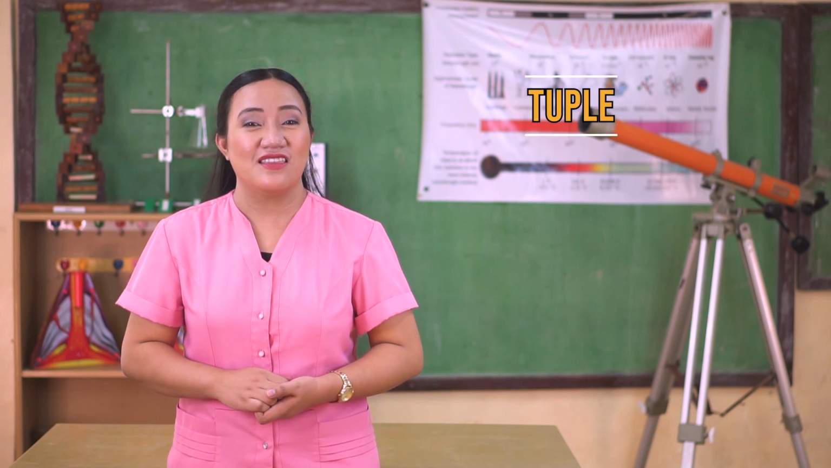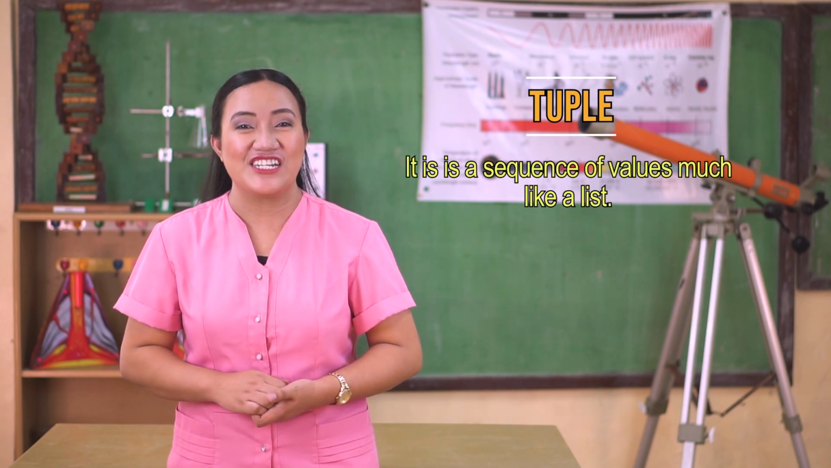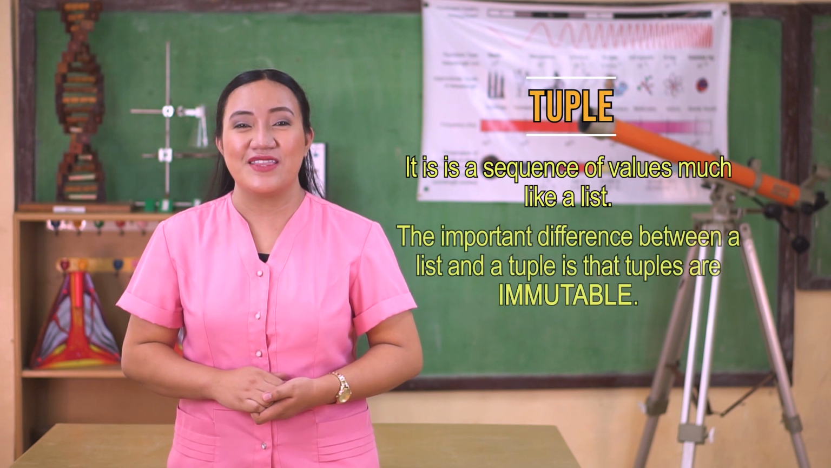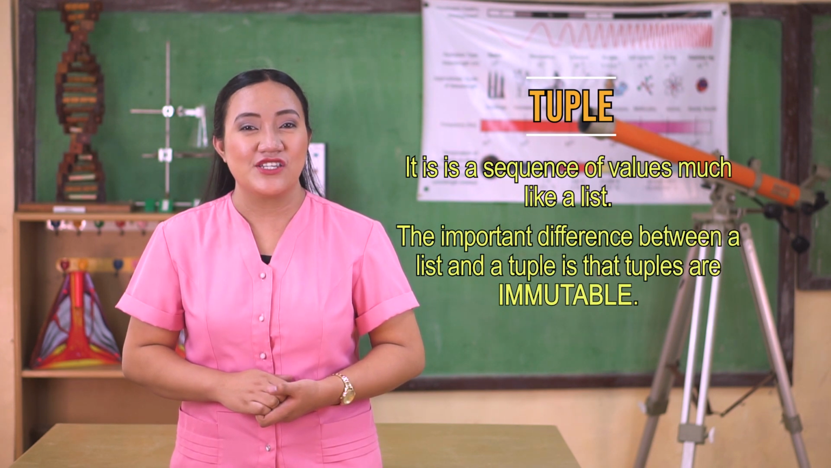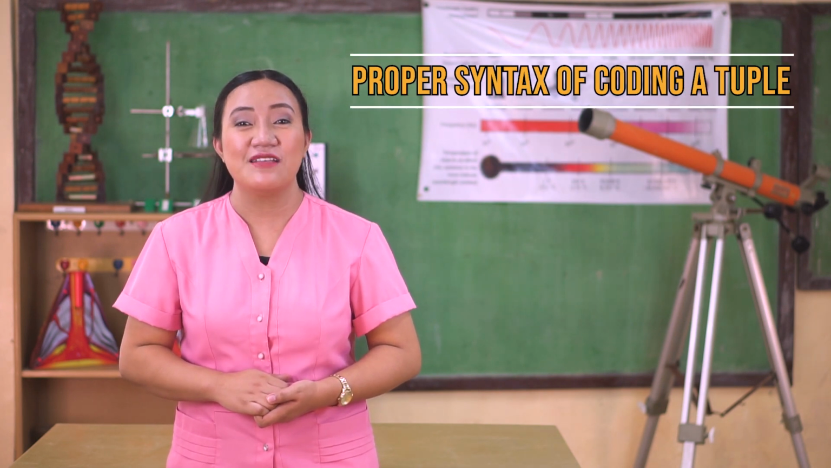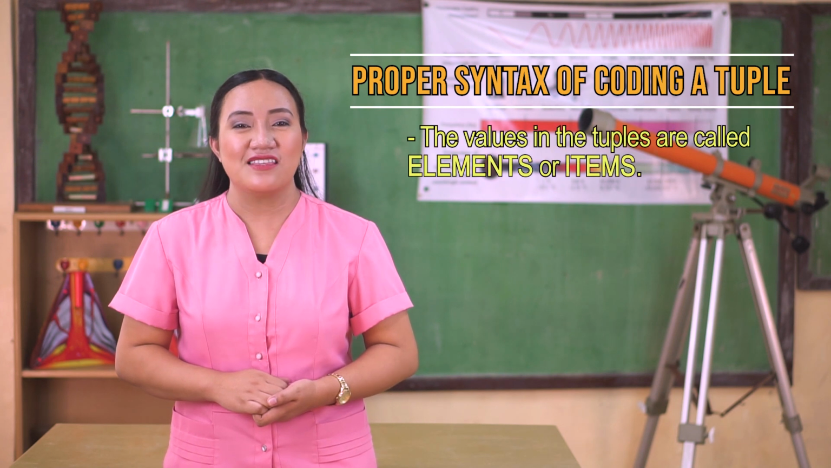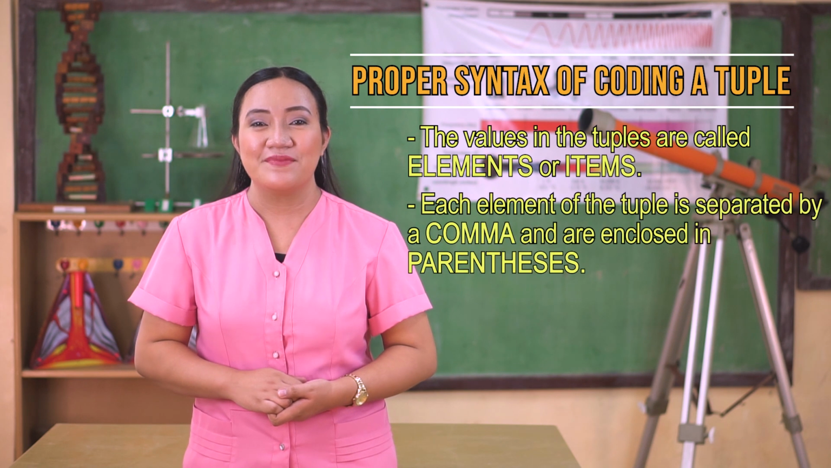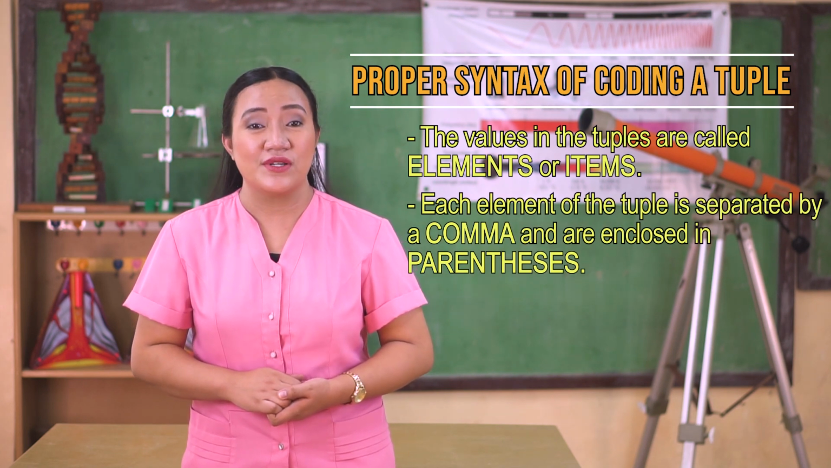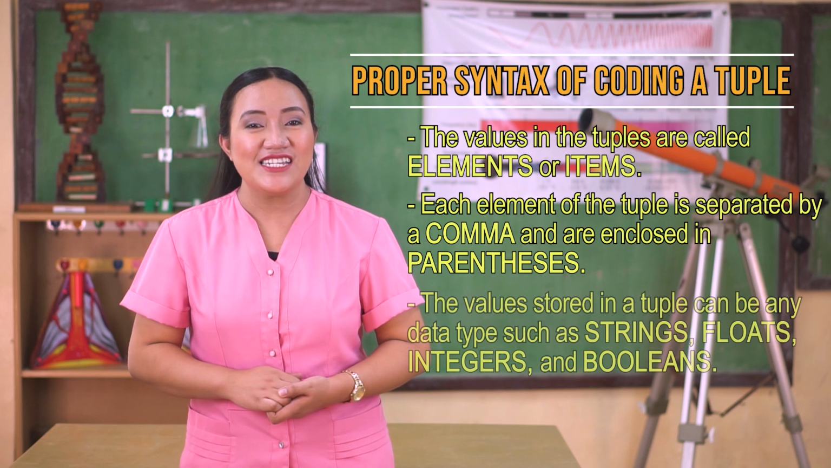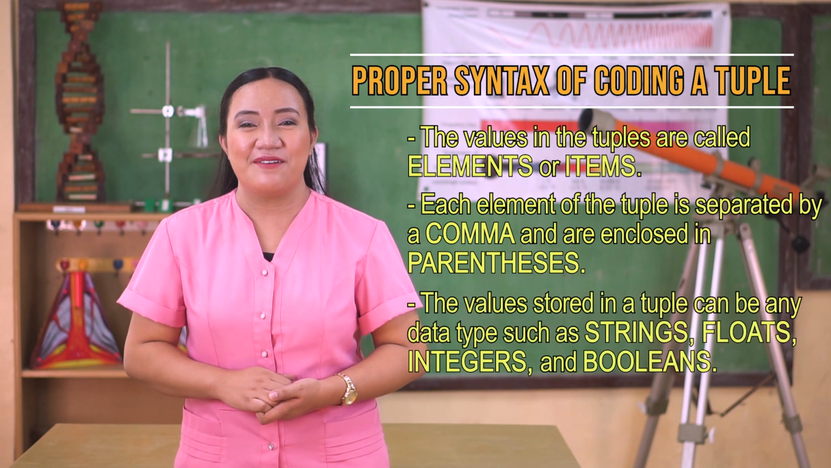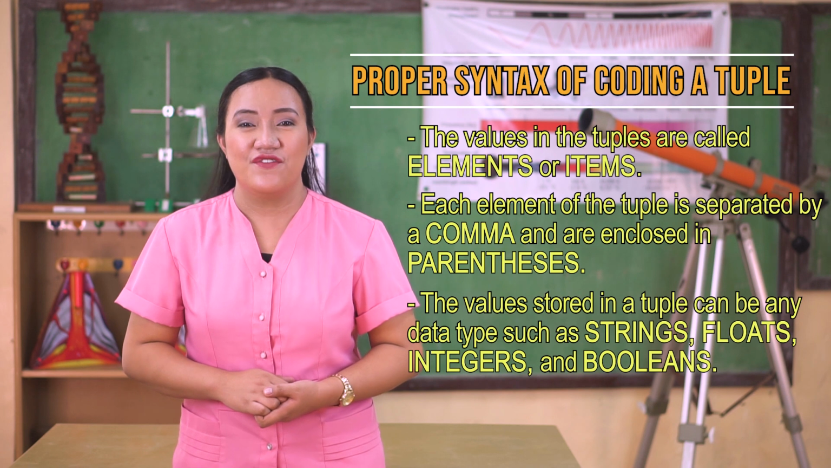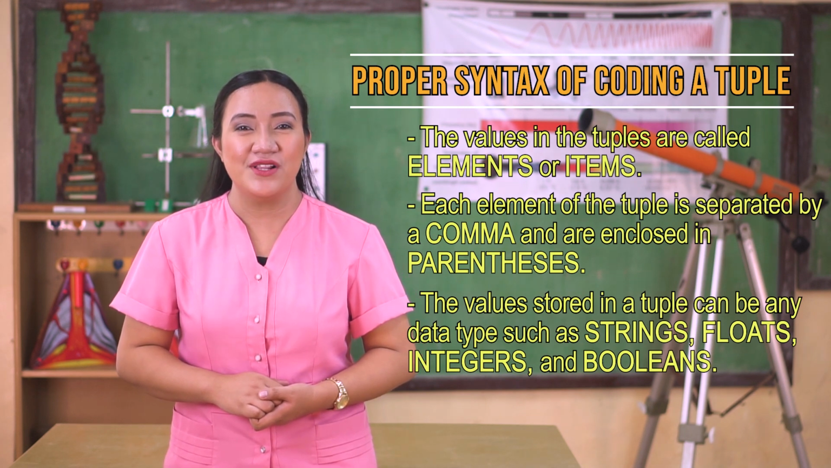In this episode of Pagham Alam Hub, we have learned that a tuple is a sequence of values much like a list. The important difference between a list and a tuple is that tuples are immutable. You learned about the proper syntax of writing codes involving tuples. The values in the tuples are called elements or items. Each element of the tuple is separated by a comma and enclosed in parentheses. The values stored in a tuple can be any data type, such as strings, floats, integers, and booleans.